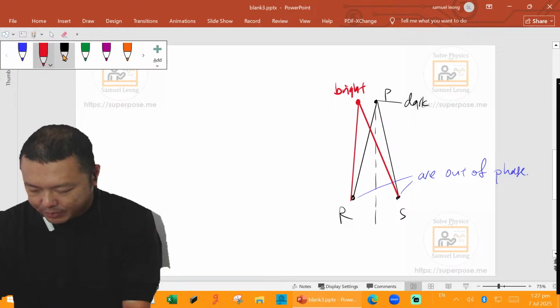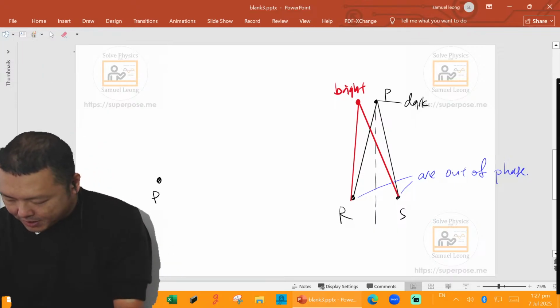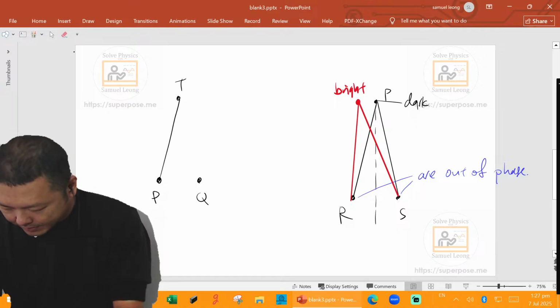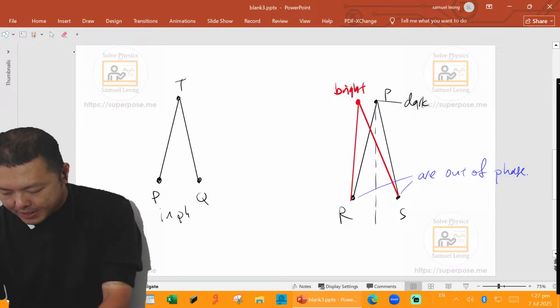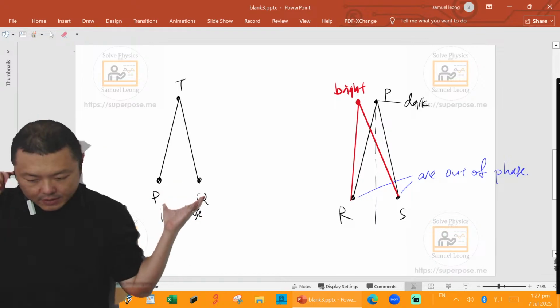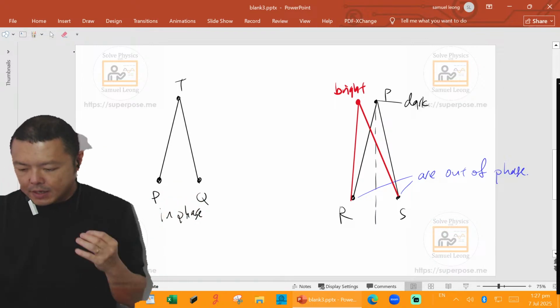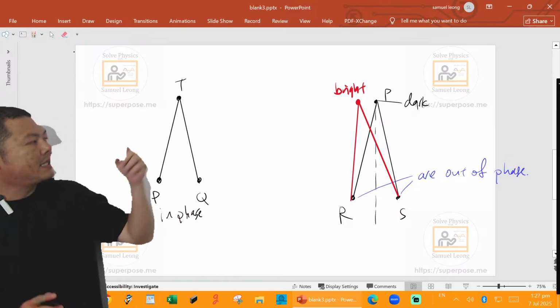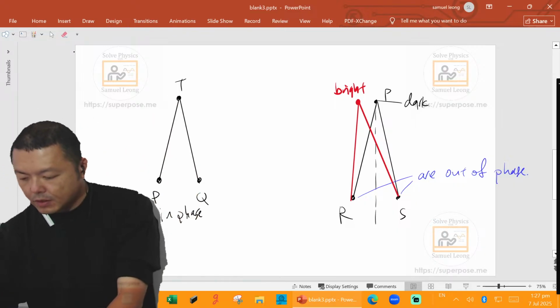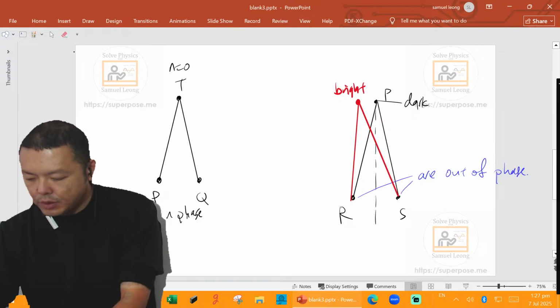So I have to backtrack a bit. Okay, P, Q, and T, for example. Okay, so let's say both P and Q are in phase. I have two sources, they are in phase. Then they meet in the middle, right? Is the path the same? Is there any path difference? No path difference. So n equals 0, right?